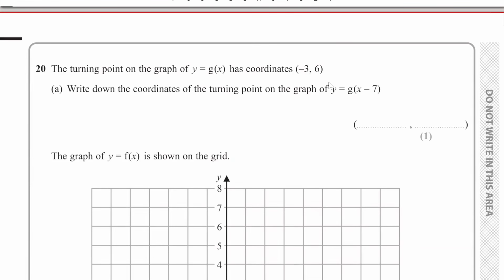Question 20. The turning point on the graph of y equals g of x has coordinates -3, 6. Write down the coordinates of the turning point on the graph y equals g of x minus 7. So when we have a change inside the bracket, it changes the x. And when it says -7 inside the bracket, we do the opposite. So we're plussing 7 to the x coordinate. It's going to be a move of 7 to the right. -3 plus 7 is 4. So the turning point will be at 4, 6. It's 7 spaces to the right.